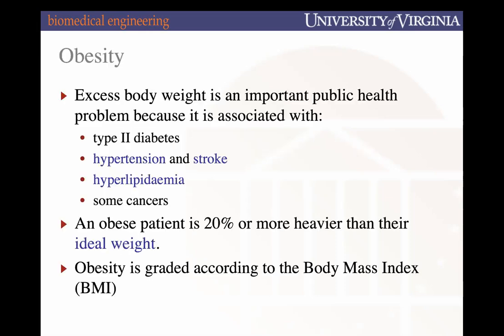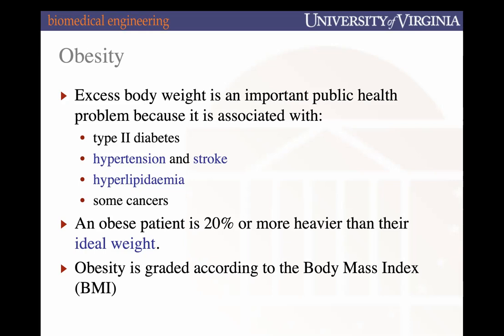So to give some context, obesity is simply defined as excess body weight. That's become a really important public health issue. It's been associated with a lot of different outcomes. It's been strongly associated with type 2 diabetes, with hypertension, which is high blood pressure, with stroke, with hyperlipidemia, that's just high lipid content within the bloodstream, as well as some cancers. An obese patient historically has been identified as someone who has 20% or more weight than their ideal weight.